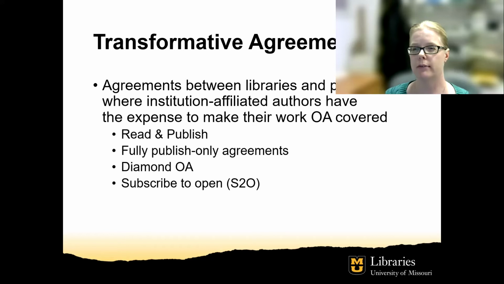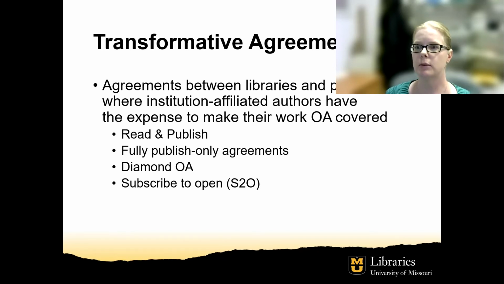A few examples of the types of agreements that we see are read and publish, which goes back to what I just mentioned: an agreement where a portion of our fee goes to pay for access to read the articles, and the other portion pays for the publishing costs that MU-affiliated faculty members would incur to publish their work open access. Thank you. There are also fully publish-only agreements, where the publishing house moves all open access and everything published has to have an APC or publishing charge covered.